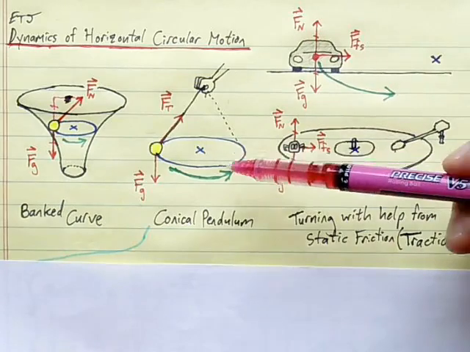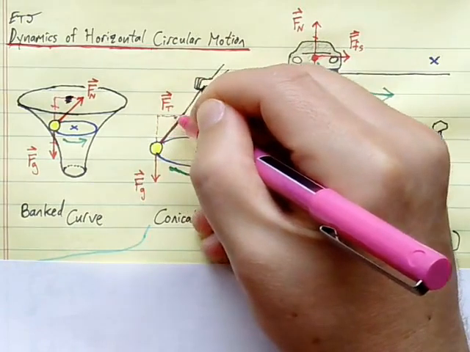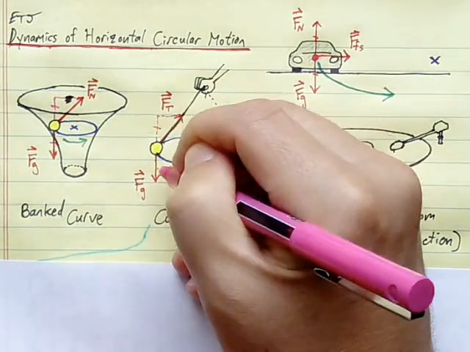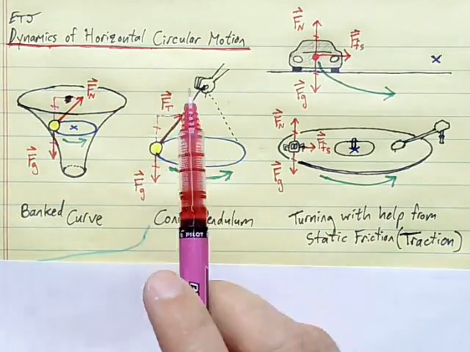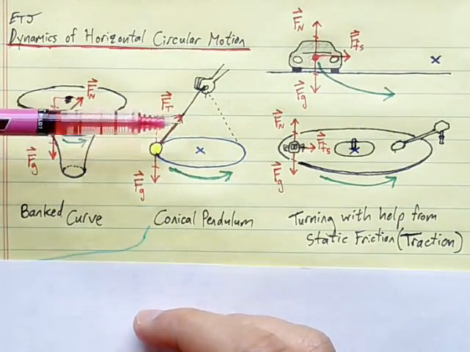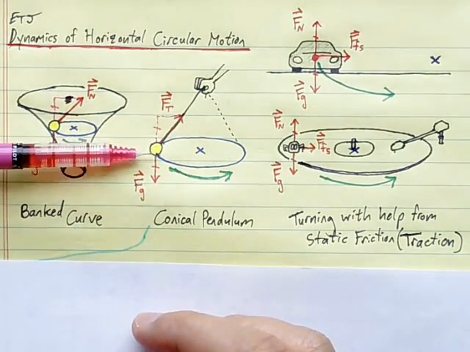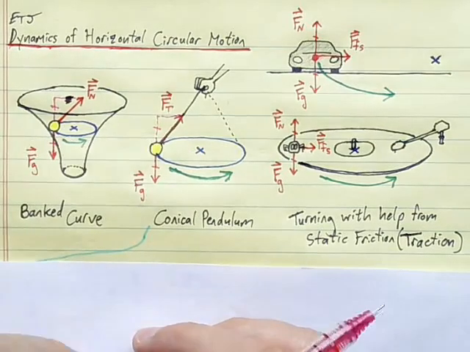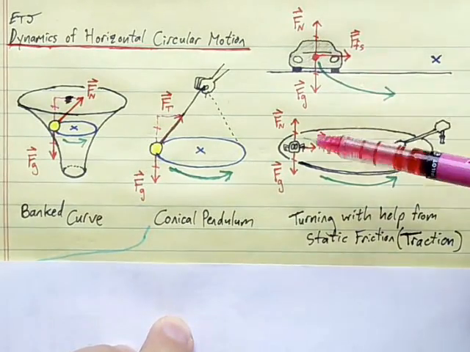Similarly, with the conical pendulum, our tension can be broken up into vertical and horizontal components. The vertical component is balancing gravity since our ball is not accelerating in the vertical direction. And then this inward radial component of tension pulling the ball in towards the center of the circle in the negative radial direction, that centripetal force right there is providing our centripetal acceleration, causing the ball to turn.